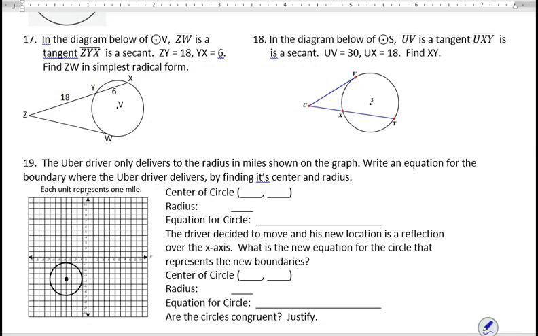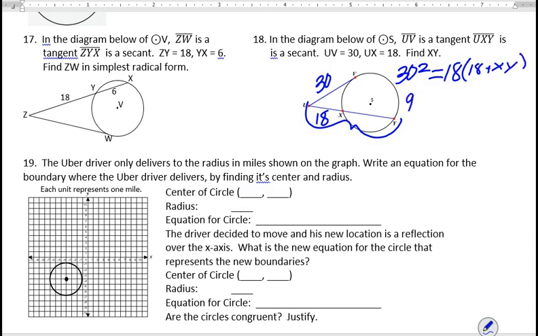Now we're going to do number 18. It says in the diagram below of circle S, UV is a tangent and UXY is a secant. So it says that this is 30 and that UX is 18. So we know that we're going to do the tangent squared, so that's going to be 30 squared is equal to the outside, 18, times the outside plus the whole. So remember again, we've got to add these two parts together. So it's going to be 18 plus XY.